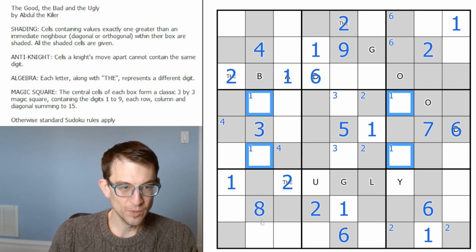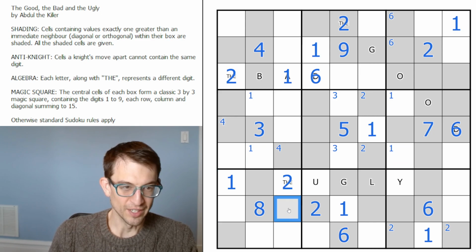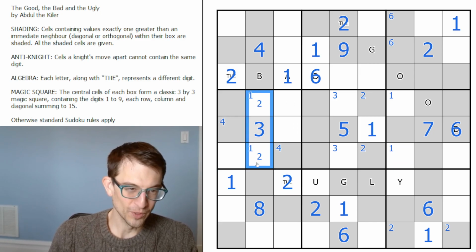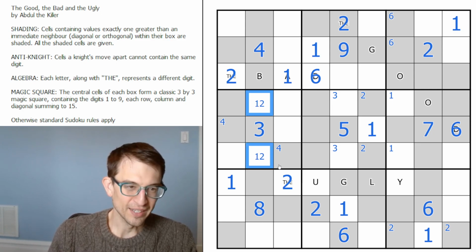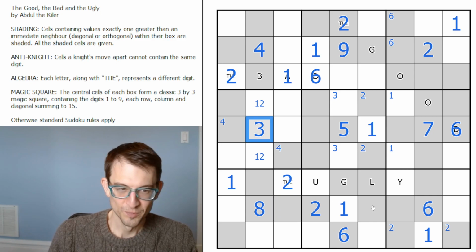Okay, so now where does 2 go in box 4? It has to go across from row 1. So now I have a 1-2 pair in box 4, which is good. I have that 1-2 pair. And that's just normal Sudoku.